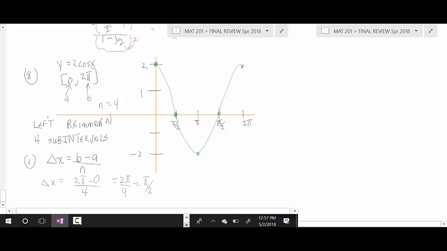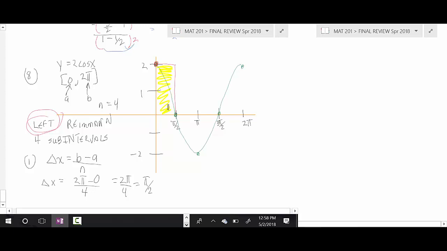Now remember, what I'm having you do on this is a left Riemann sum. You want to review what the difference between left, right, and midpoint is. If you were doing a midpoint, then you would have to go further into this and get pi over 4. But you're doing a left endpoint. So that means that your first rectangle is going to start there. Then you're going to draw over and down like that. That's rectangle number 1. The height is the left endpoint.